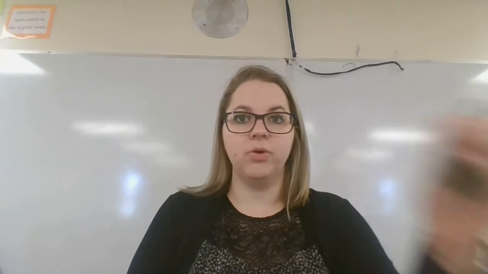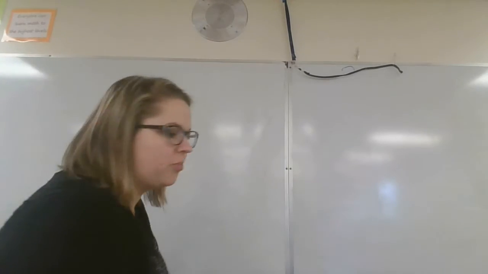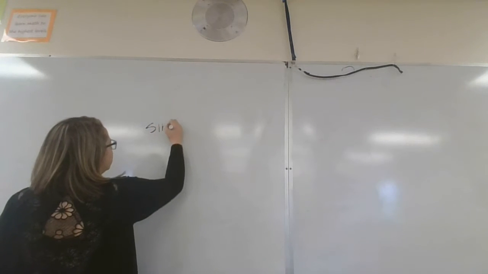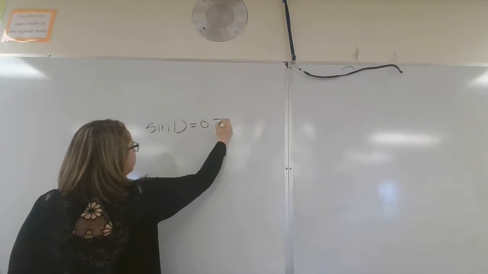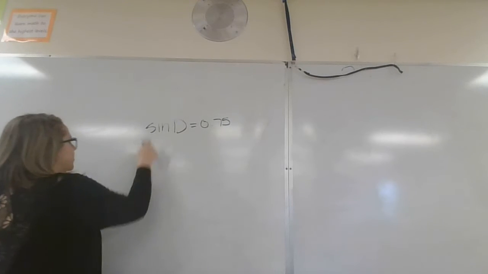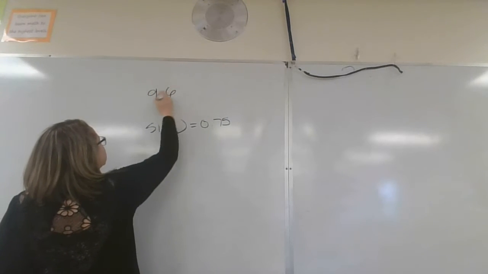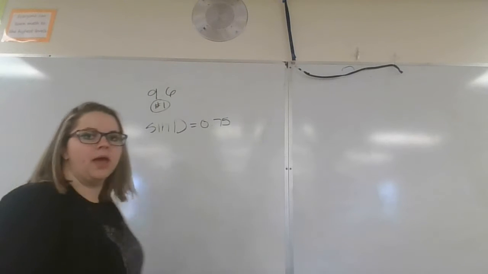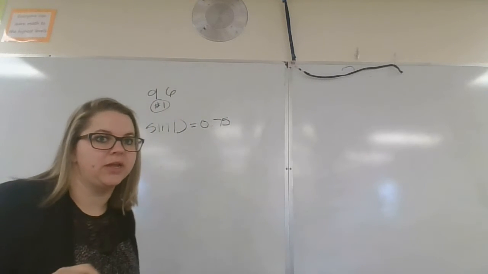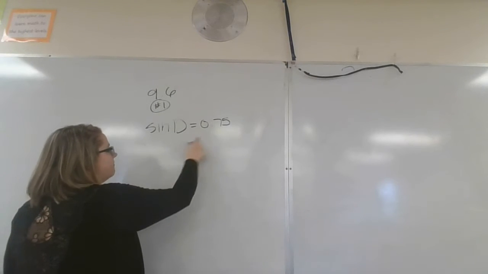Okay, so 1 through 3 on 9.6 big ideas is asking you, the question says, let angle D be an acute angle such that sine D equals 0.75. So we're saying sine of D equals 0.75. This is 9.6, number 1. Now it's saying use a calculator to approximate the measure of angle D to the nearest 10th degree. So what we're wanting to do is we want to find the angle.